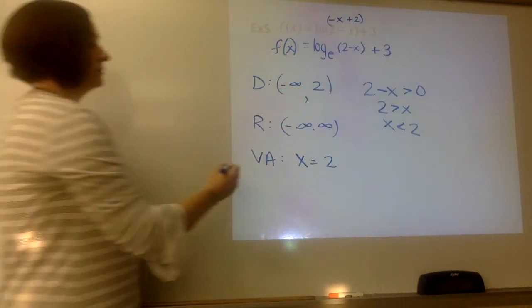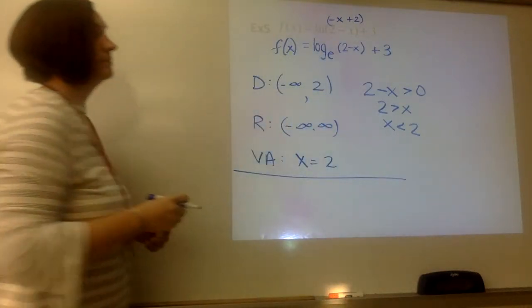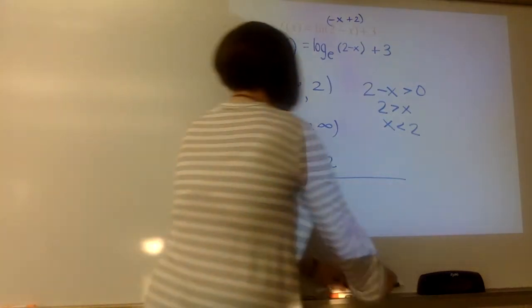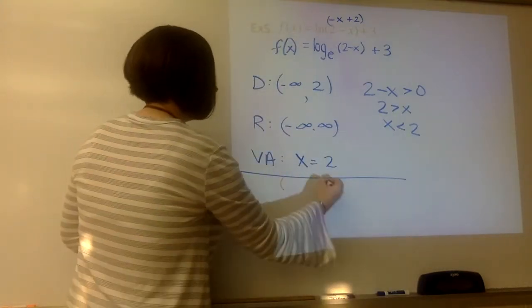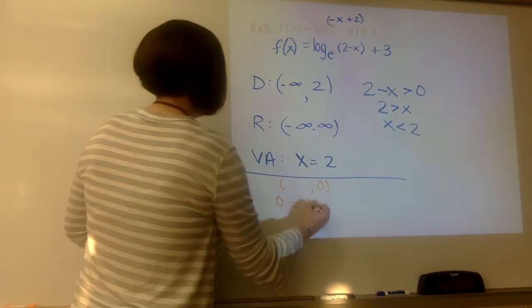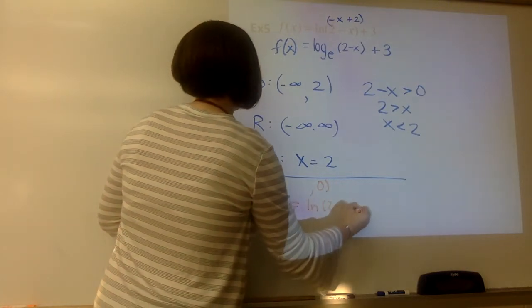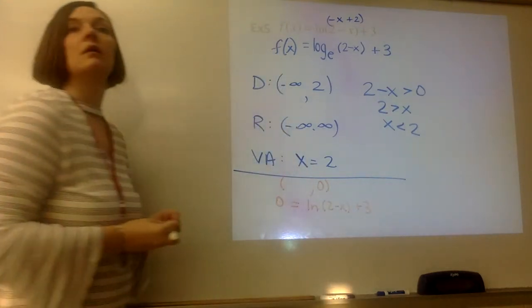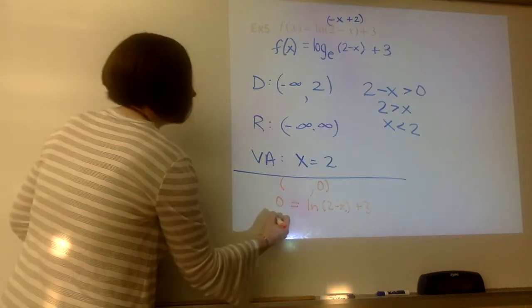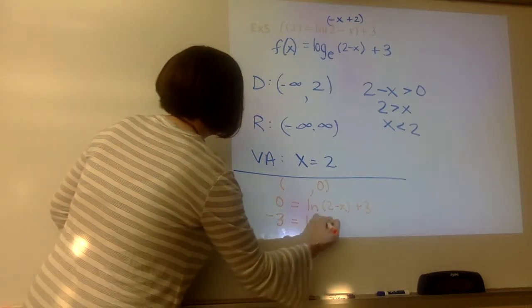All right, next thing. Draw a line. How do we calculate the intercept? I substitute what? Okay, I'm looking for this. So I know that y has to be 0. So I say, okay, 0 is equal to ln of 2 minus x plus 3. Step number 1, move the 3 to the other side. Isolate the log.